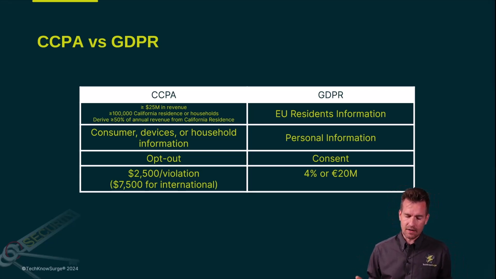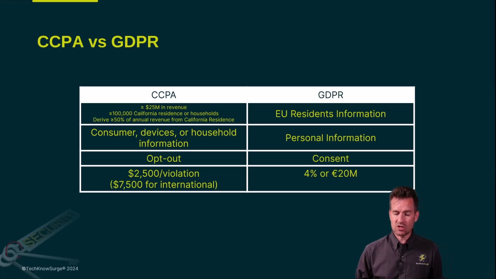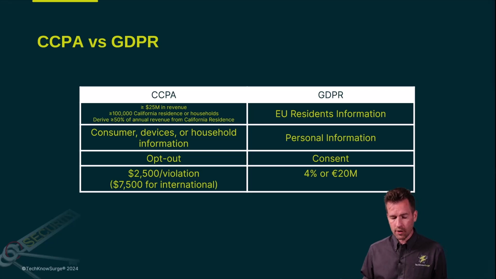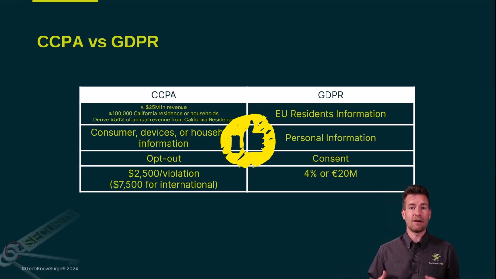And then the violation fees are different between the two as well. CCPA has $2,500 per violation or $7,500 for international violations, versus the GDPR has 4% of the revenue or 20 million euros, whichever is greater.